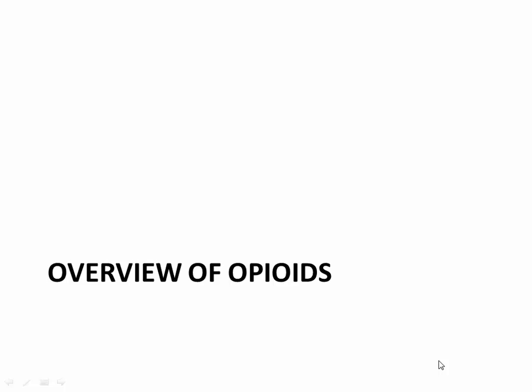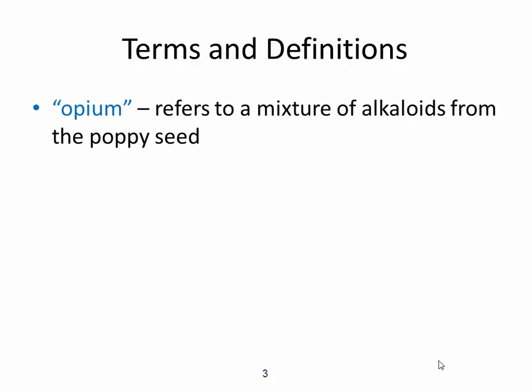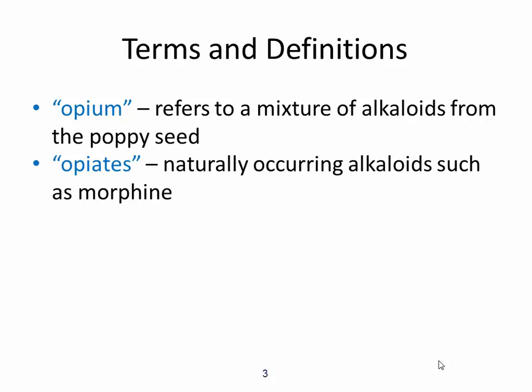This video module will provide an overview of opioids. The opium poppy has been around since 3400 BC. We're going to start with providing terms and definitions of these compounds. Opium refers to a mixture of alkaloids from the poppy seed.